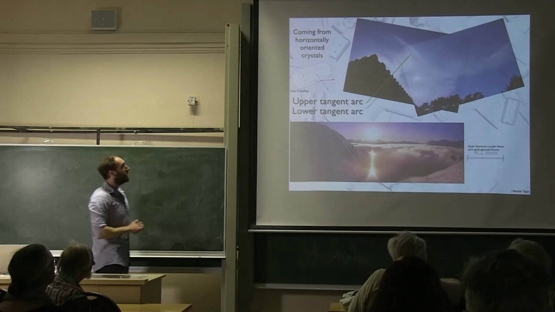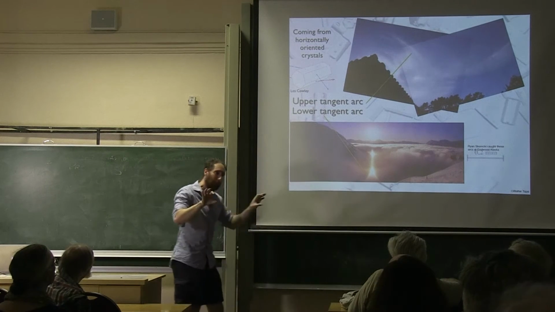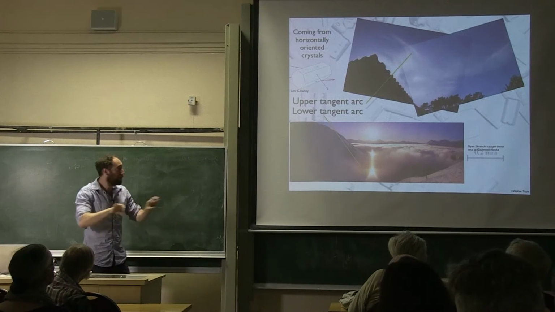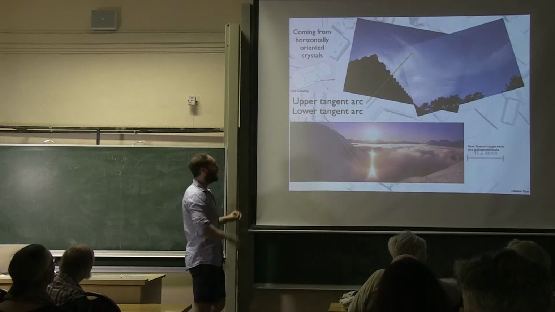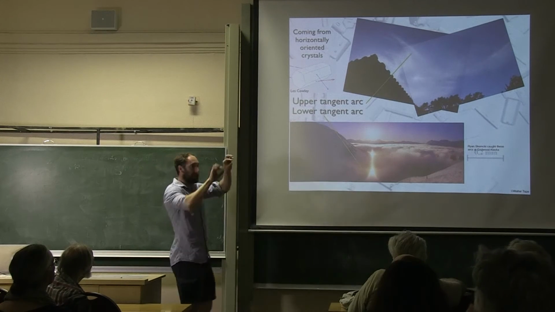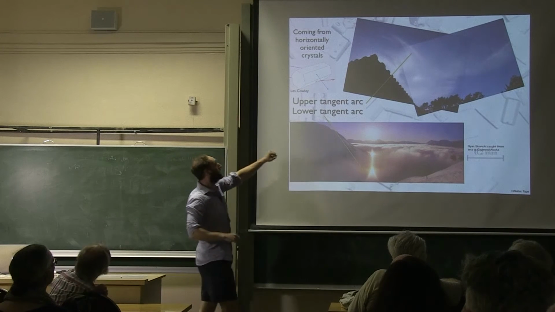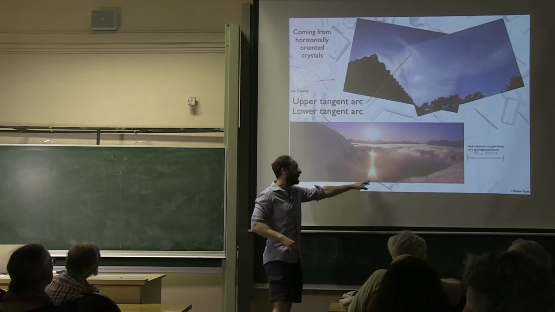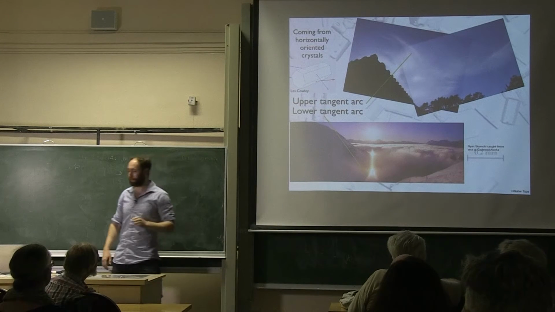We've also got these upper tangent arcs. The upper tangent arc is again from a particular orientation of the crystals, this time column crystals. As the light passes through in a very, very specific orientation, you get arcs on top of the 22-degree halo. Here you have the upper tangent arc, and here you can also have a lower tangent arc. This again isn't taken by me. This was taken in Alaska.